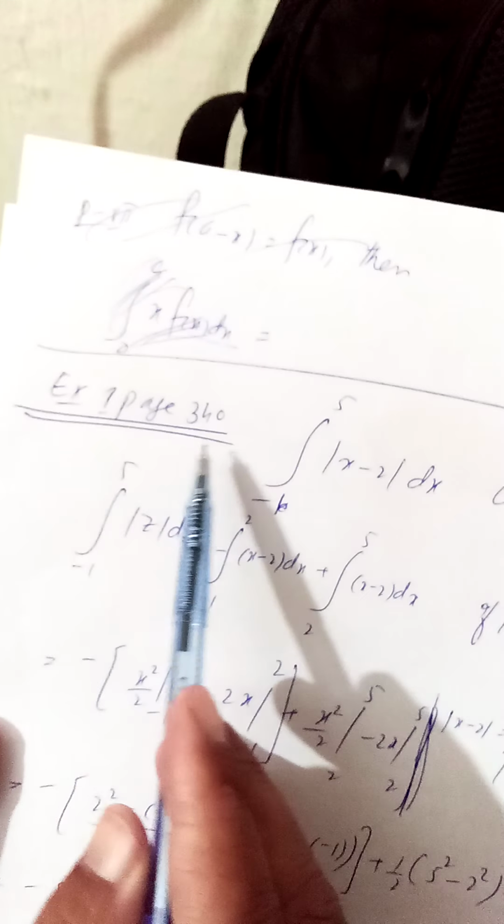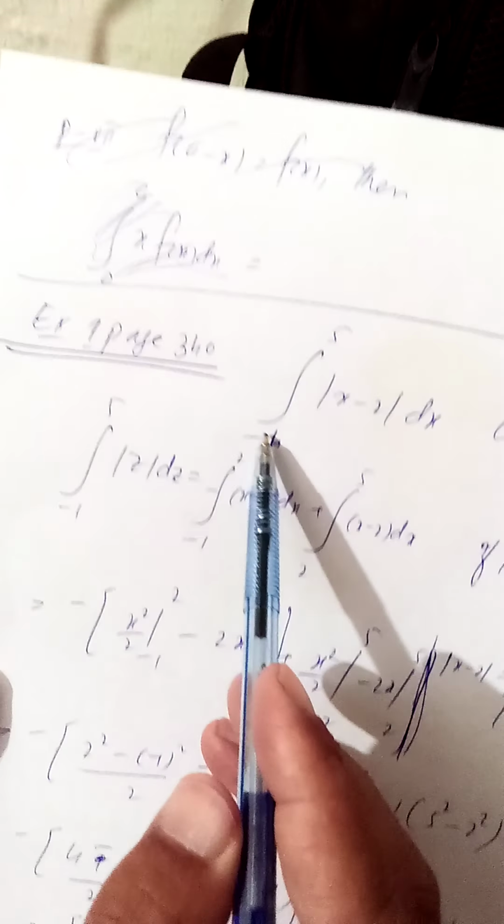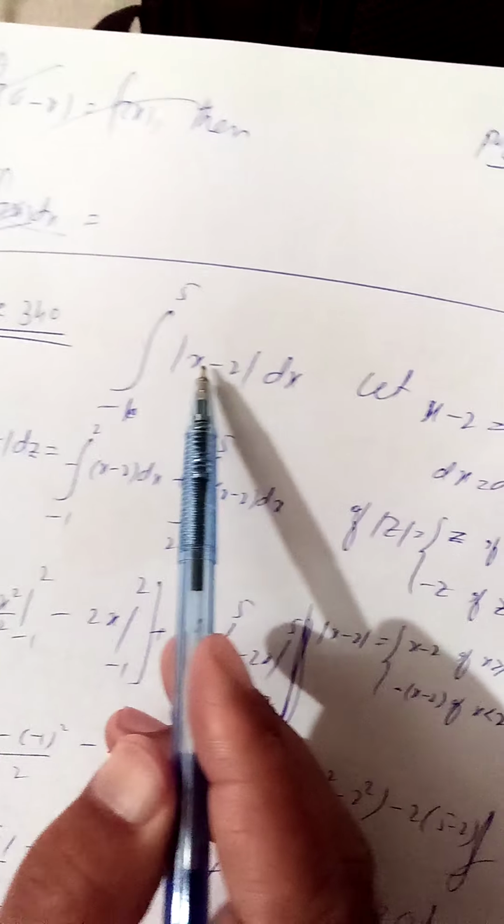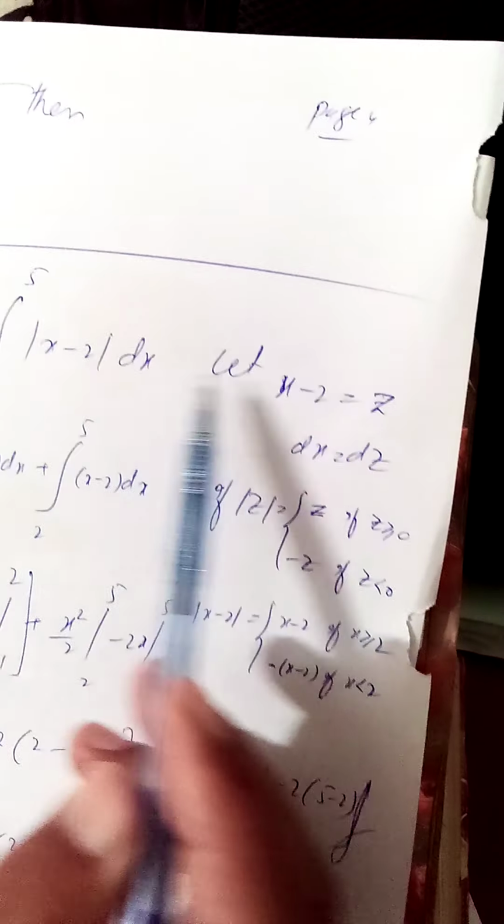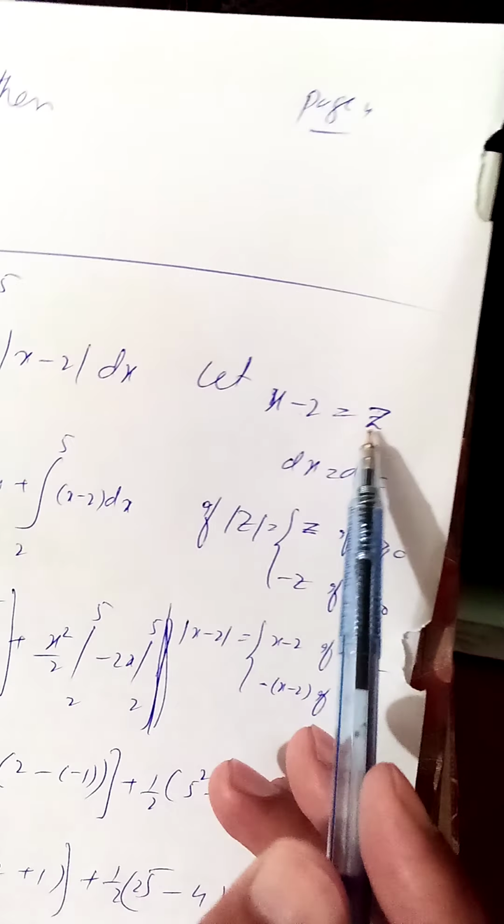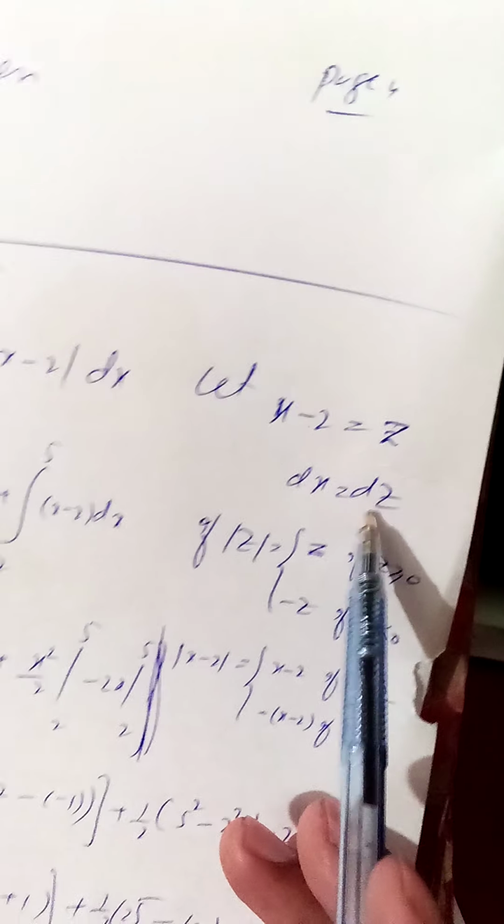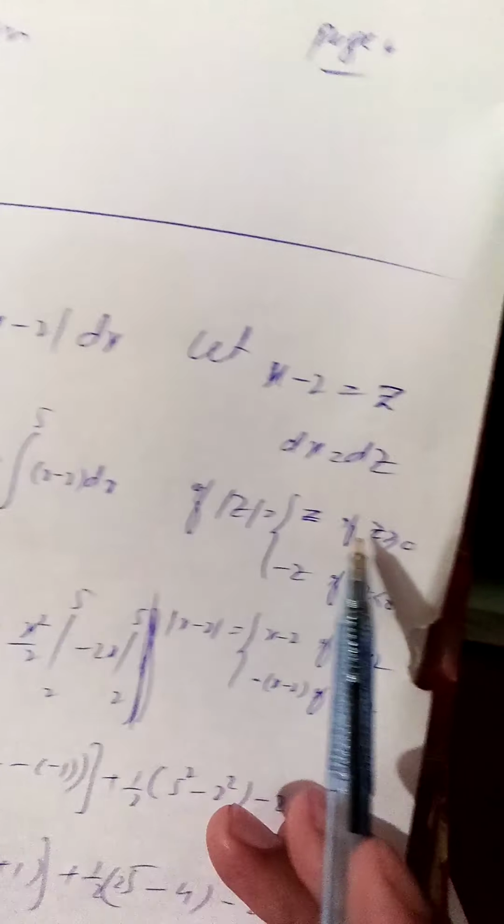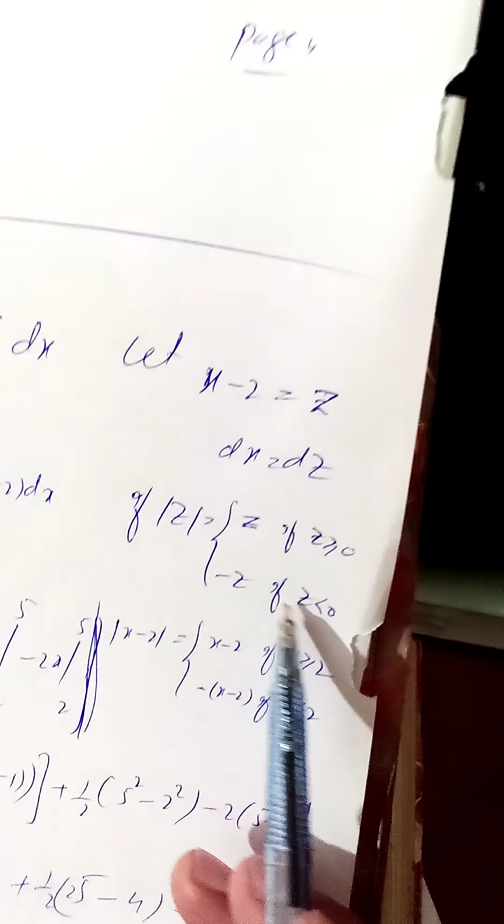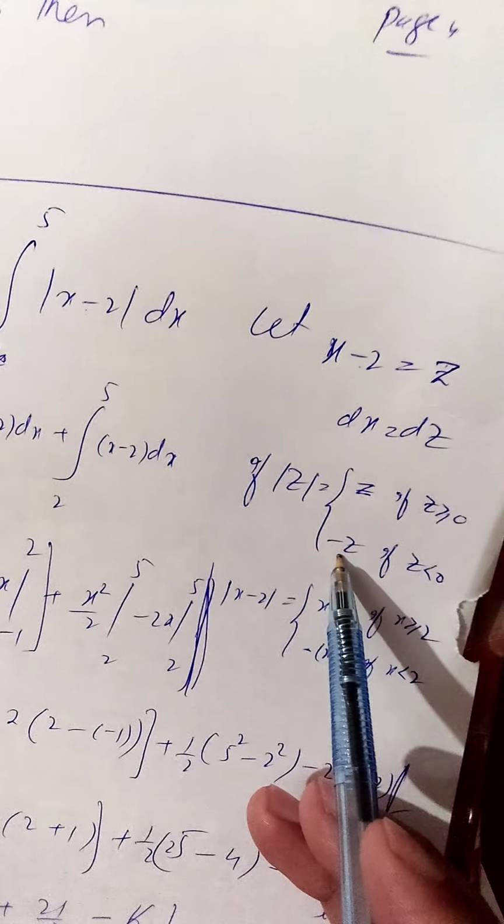Now, dear students, we use these properties and solve the problems. The first example is integration from minus 1 to 5 of absolute value of x minus 2 dx. Here, if we put x minus 2 equal to z, then dx is equal to dz. The absolute value of z is z if z is greater than or equal to 0, and if z is less than 0, then it becomes minus z.